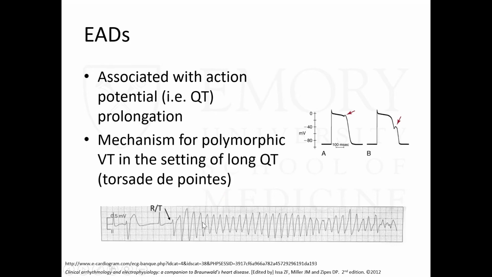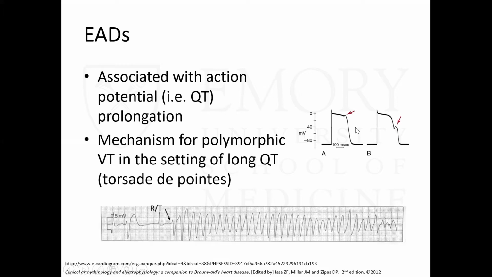So both early and delayed after depolarizations can lead to arrhythmias because of these little blips that occur when they should not. The thing that's important to remember clinically is that early after depolarizations, these blips that occur during the preceding action potential, are the mechanism for long QT mediated torsade. So torsade, long QT, early after depolarization. So I want you to remember that.